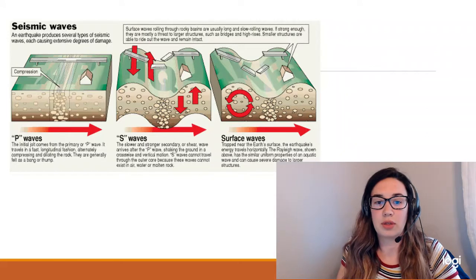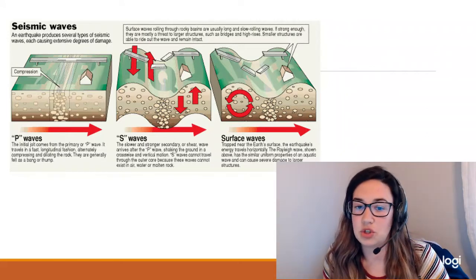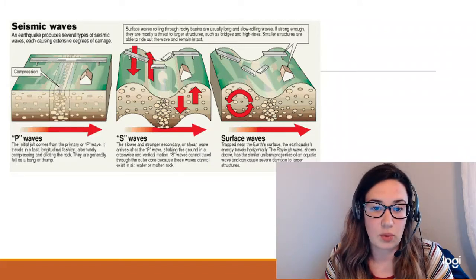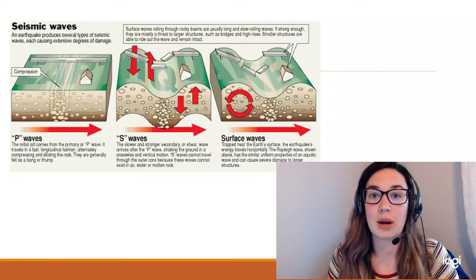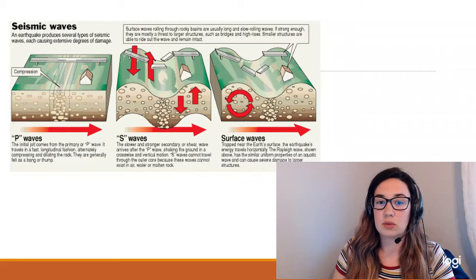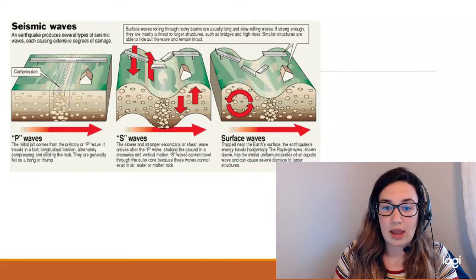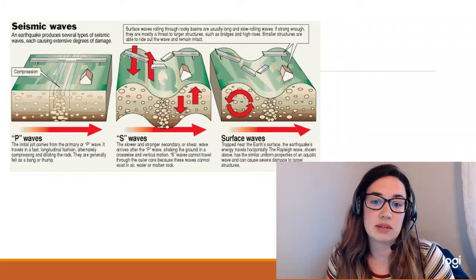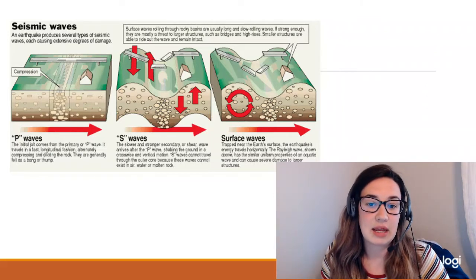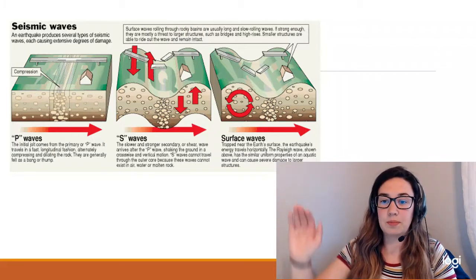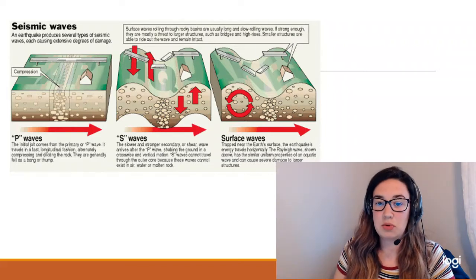These are your 3 different types of seismic waves that we just discussed: your P waves, your S waves, and your surface waves. Remember, your P wave is your compression wave, your primary wave. This is what you'll see, kind of like your slinky motion. Then we have our S waves. This is the slower and stronger of the waves. This is going to come second after the P wave, and this is going to be moving in an up and down motion.